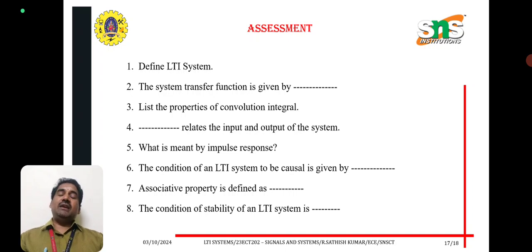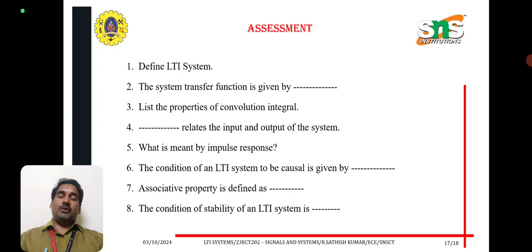What is meant by impulse response? When the unit impulse, that is del of t, is applied to a linear time invariant system, it produces the output impulse response h of t. The condition for an LTI system to be causal is given by h of t is equal to 0 for t less than 0.